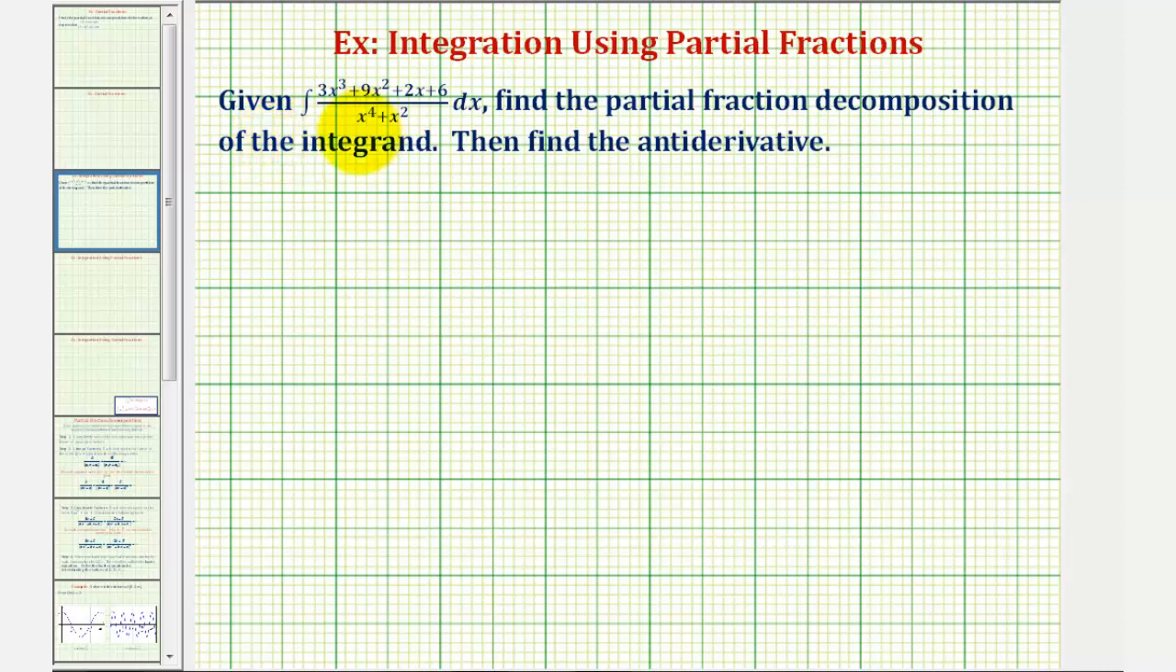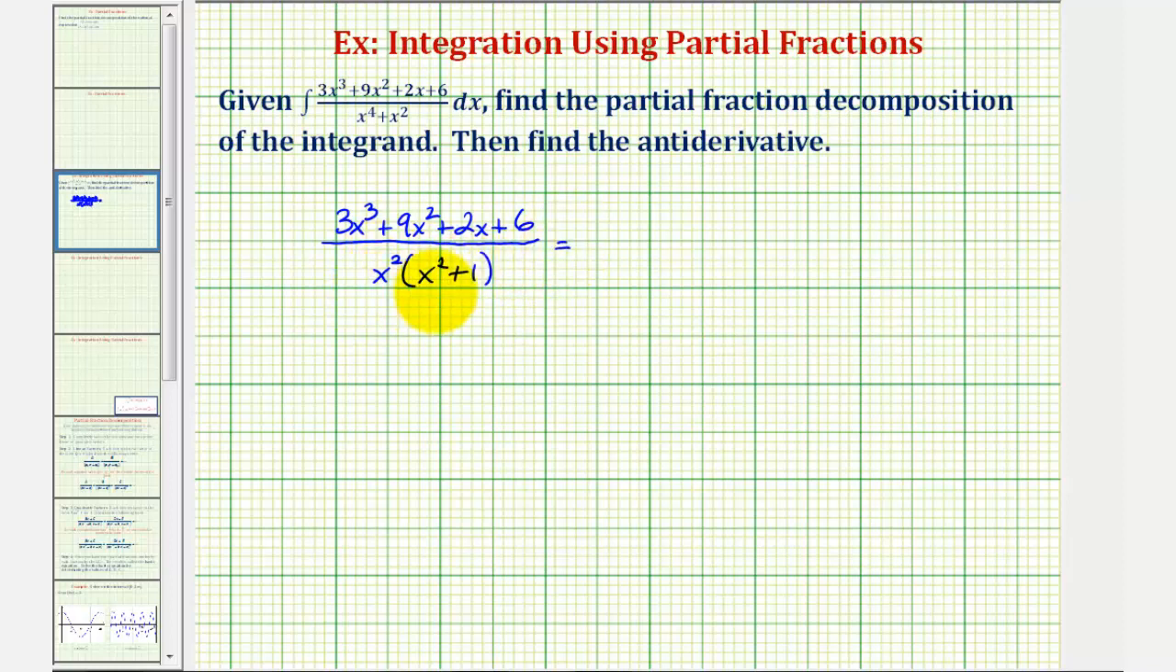We're given an indefinite integral and asked to find the partial fraction decomposition of the integrand and then find the antiderivative. The first step in determining the partial fraction decomposition is to write the denominator in factored form. So the numerator will stay the same, and then to factor x to the fourth plus x squared, we'll factor out the greatest common factor of x squared, so we'd have x squared times the quantity x squared plus 1.